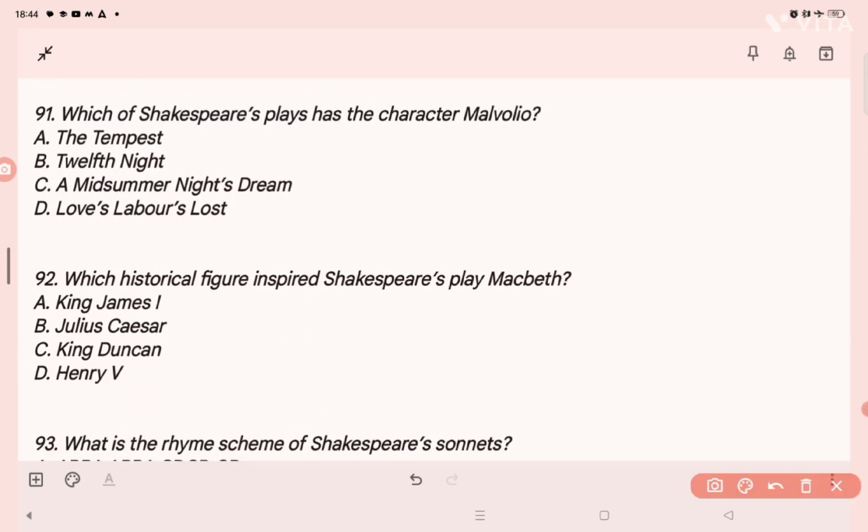Which of Shakespeare's plays has the character Malvolio? Twelfth Night. Malvolio is a character in Twelfth Night known for his comical and absurd self-love. Which historical figure inspired Shakespeare's play Macbeth? Option A, King James I. Macbeth was inspired by King James I's interest in witchcraft and his own Scottish ancestry.